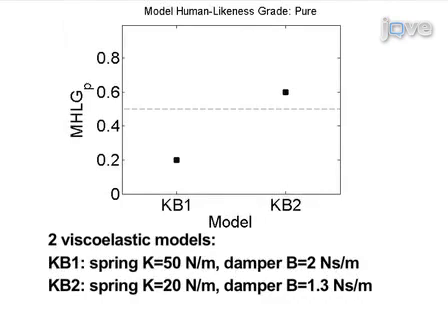This figure shows results from the pure protocol and compares human handshakes to two different model handshakes. The 2 points show the calculated model human likeness grade values for two viscoelastic models, named KB1 and KB2. The results demonstrate that the model KB2 is perceived as more human-like than model KB1.